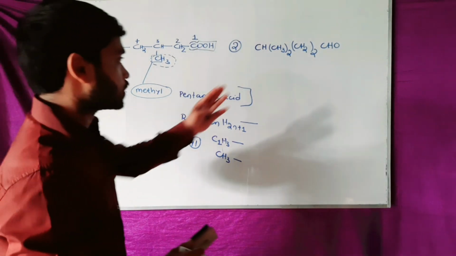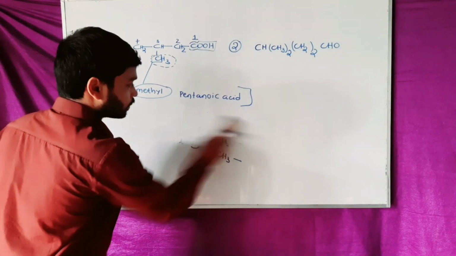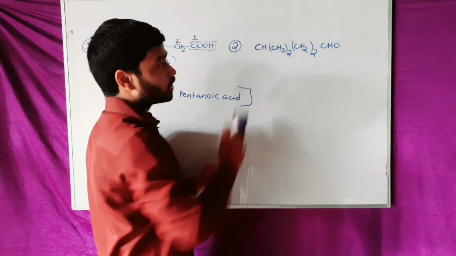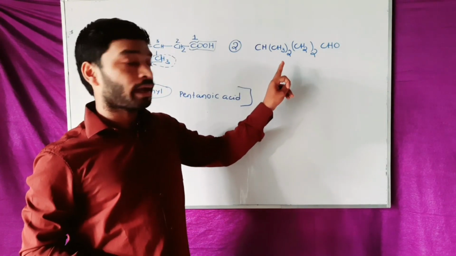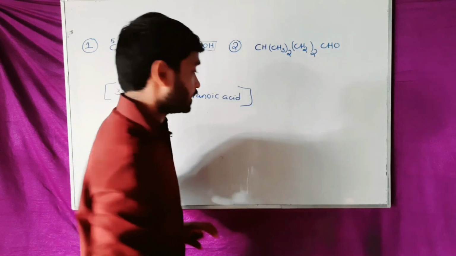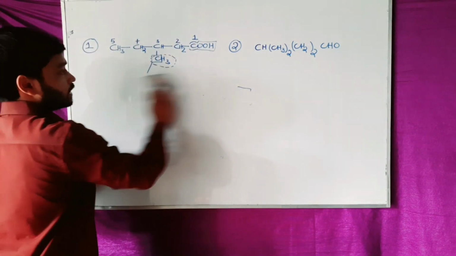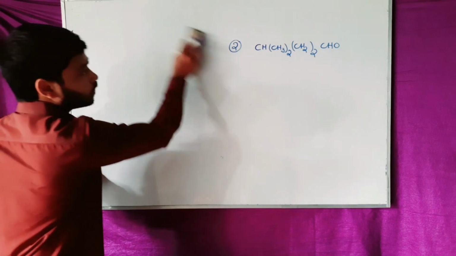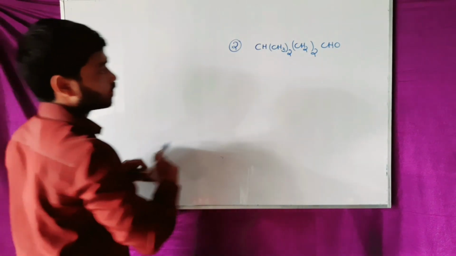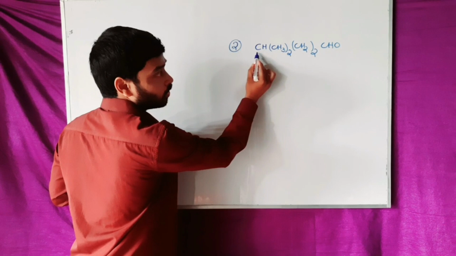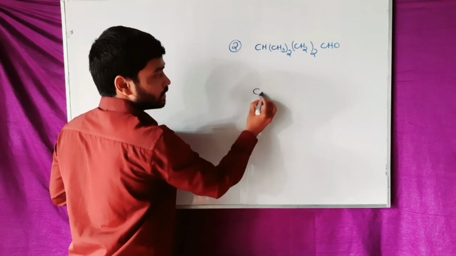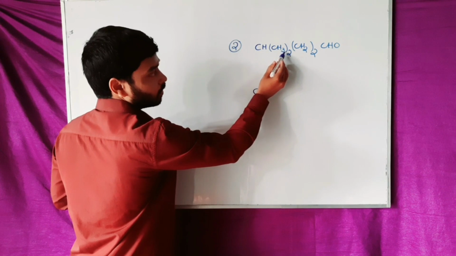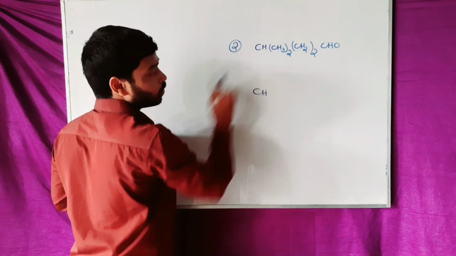And moving to the second question, in which you have to first open the chain by having the concept of valency. So in this case, what I am doing for you, I will just open the structure. So first remember to write CH first, because the bracket contains your methyl, 2 methyl groups.